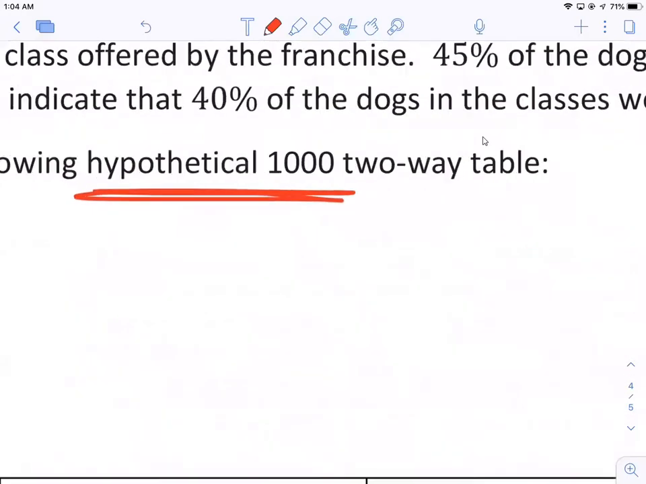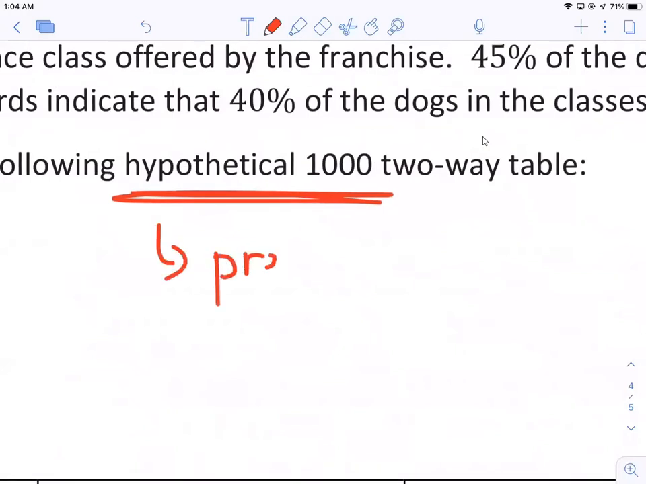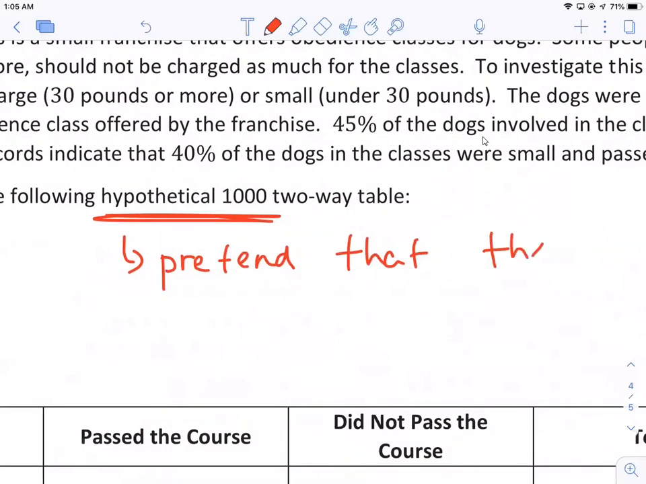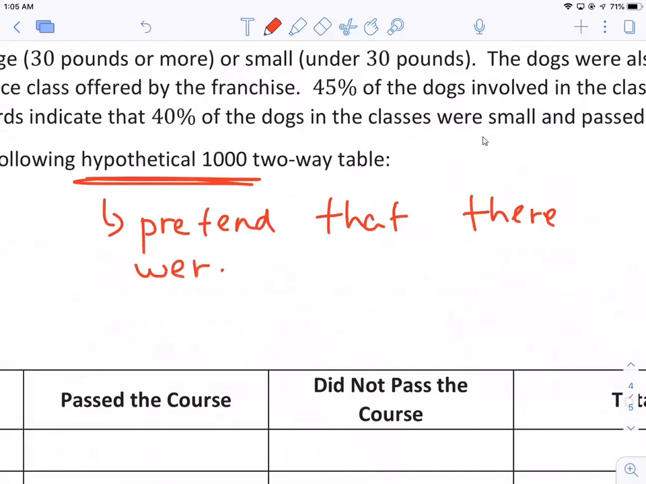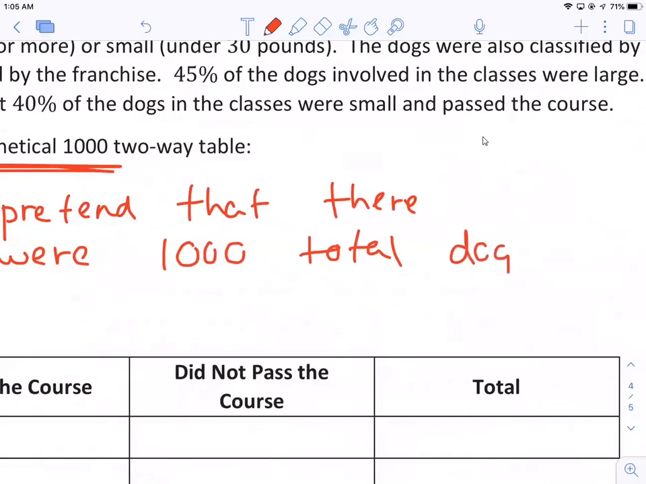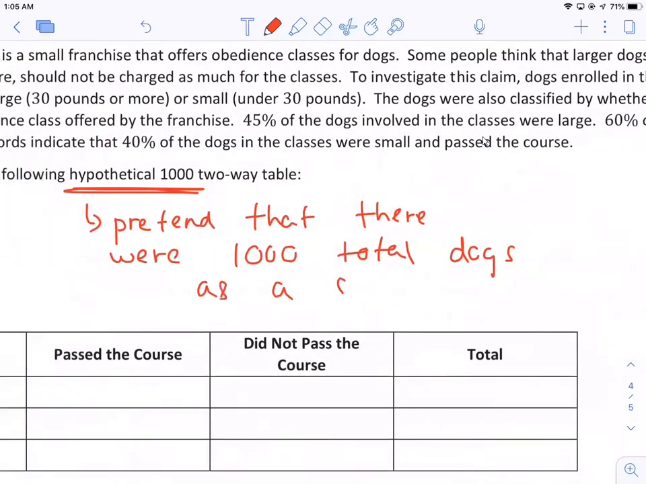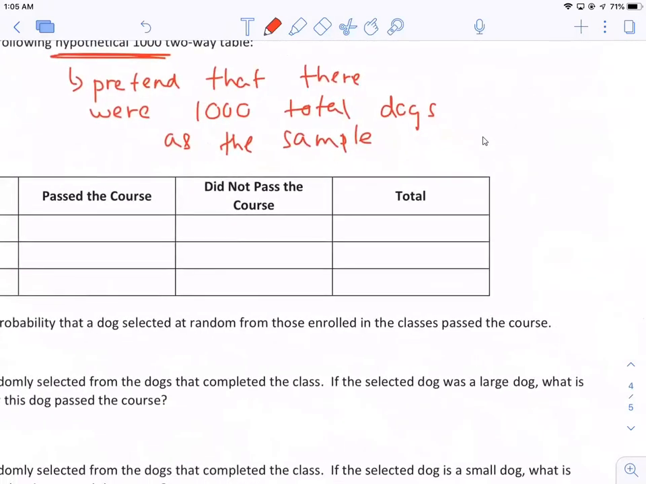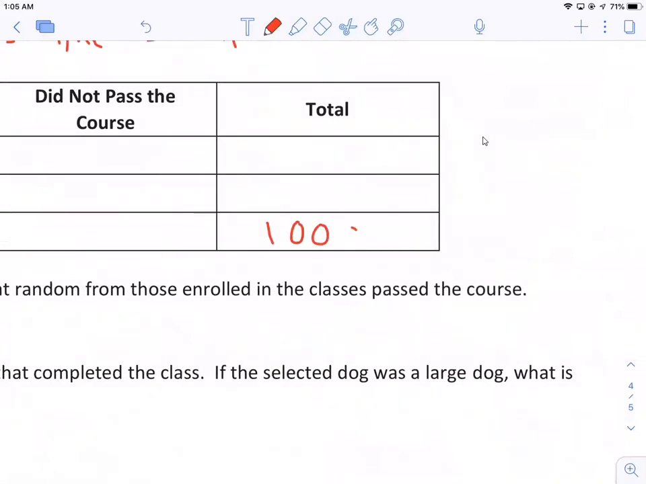So hypothetical 1,000: we're going to pretend that there were 1,000 total dogs as the sample. Again, we don't know how many dogs there are. If I asked you to make a hypothetical two-way table, you would just make the total 1,000. So we're pretending there are 1,000 dogs.